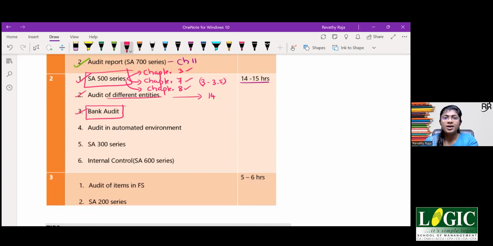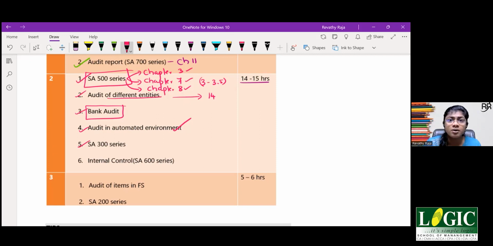Most probably by then it would have been afternoon. You might have taken a rest in between. Now come to a small topic, afternoon, no? So a small topic, which is audit in automated environment. Even though the topic is small, it is important and it's a familiar one which you might have learned in EIS also. Then come to the 300 series by evening or towards night.